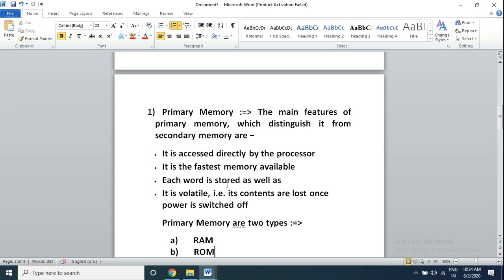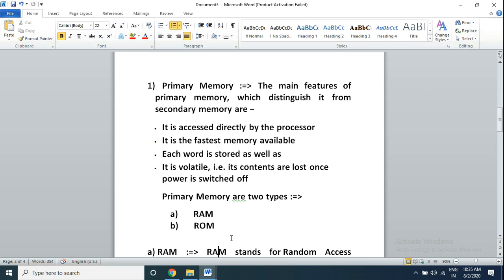Every word is stored in primary memory, and its nature is generally volatile. It means whenever the computer is switched off, or the computer goes off because of any problem, all data will be deleted from the primary memory. So in general primary memory is temporary, not permanent. Primary memory is also of two types, RAM and ROM. So first today we learn RAM.